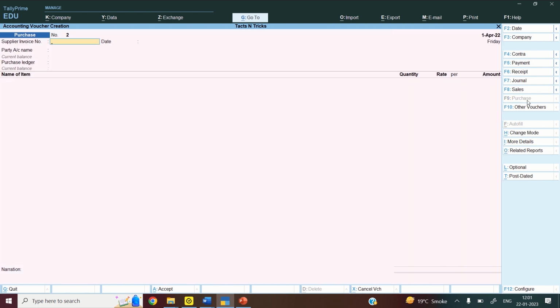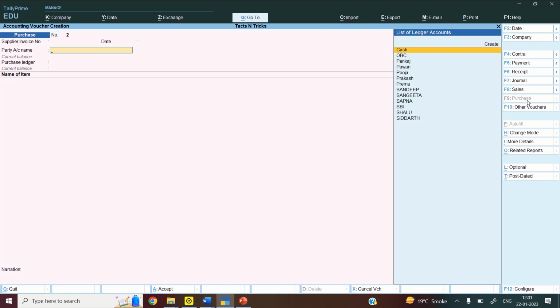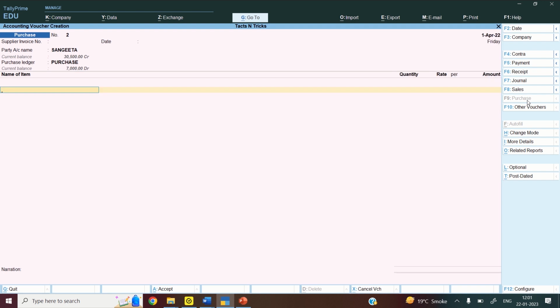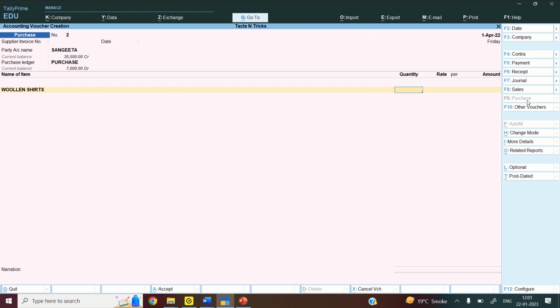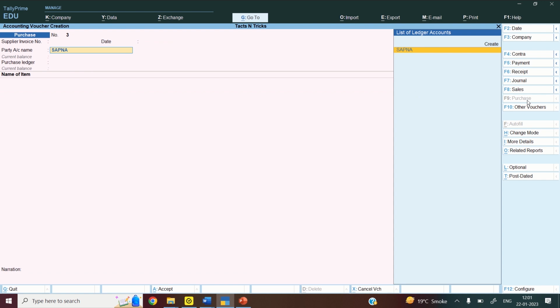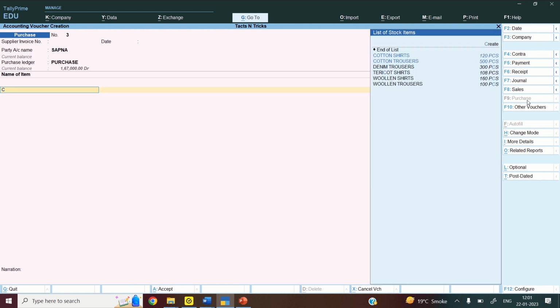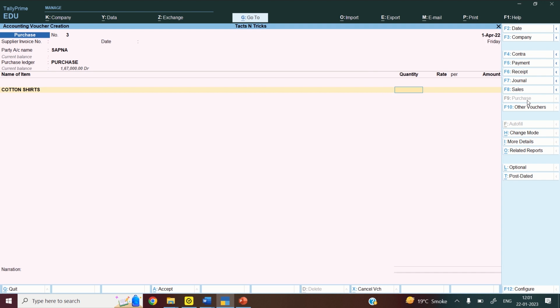So I will go to the purchase voucher. First party name is Sangeeta. Okay. And from Sangeeta we have purchased woolen shirts. And how many woolen shirts are purchased? 160. And the amount is 1,60,000. And then from whom have we made purchases? From Sapna. Sapna purchase ledger. And from Sapna we have purchased cotton shirts. How many cotton shirts have we purchased? 200. And the rate we don't know, but the amount is 2 lakh rupees. So the rate will be adjusted accordingly.